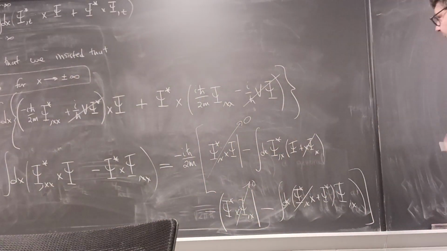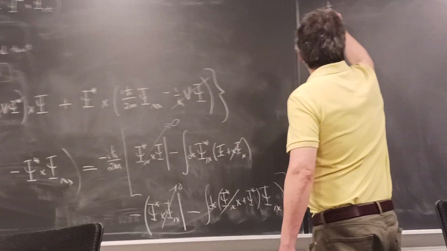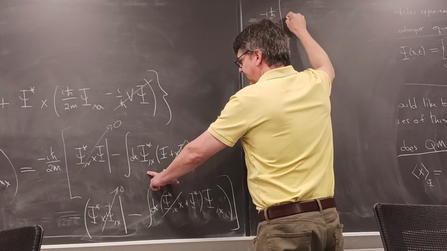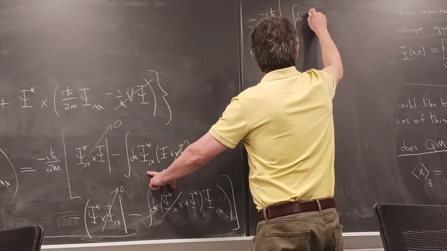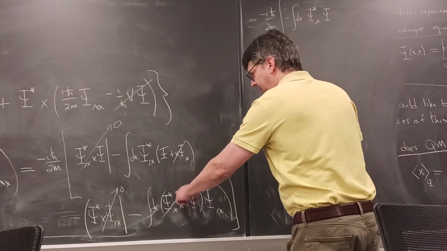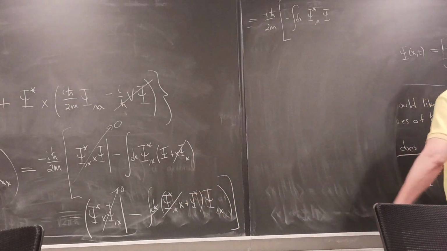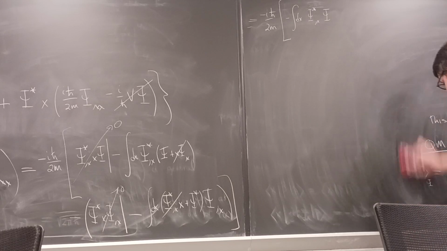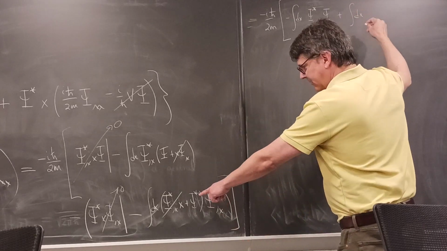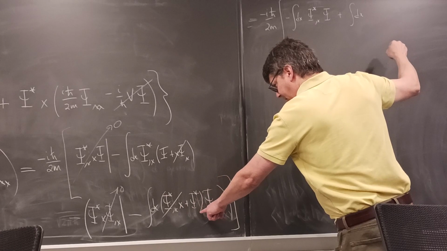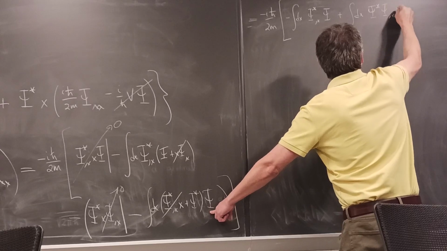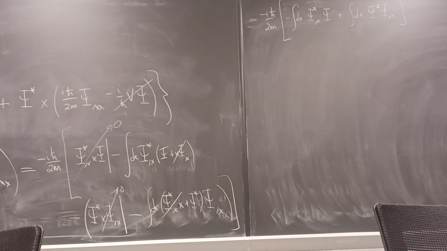All right, now what do I have? So this is minus iħ over 2m, and now I've got minus the integral dx of psi star comma x psi, and then plus the integral dx of psi star psi comma x. Okay? We're getting close.